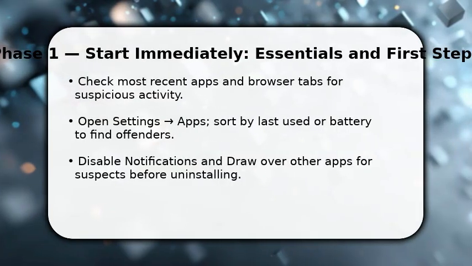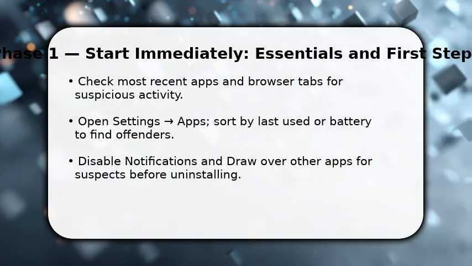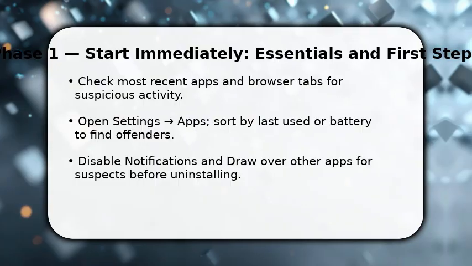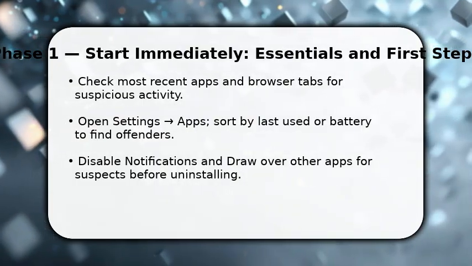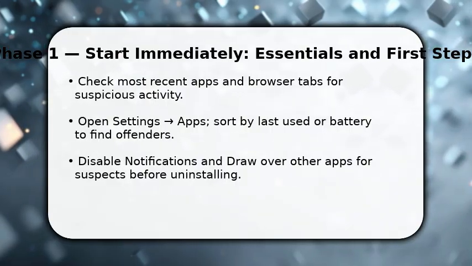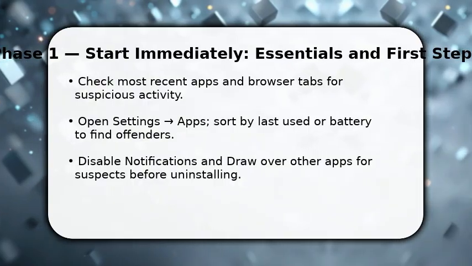You start by locating the source so you can remove it fast. Open your app list and sort by last used. This often exposes the culprit. Once you spot a recent or unknown app, tap permissions and turn off notifications and draw over other apps. This prevents pop-ups instantly. If it's clearly malicious, uninstall it now.